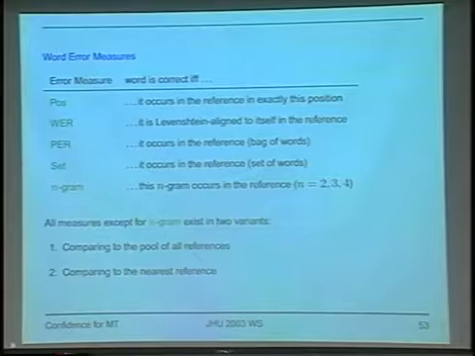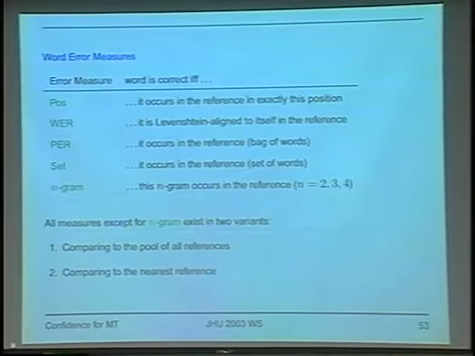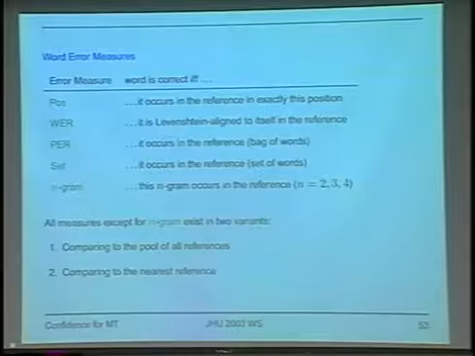Then the position independent word error rate checks whether a word occurs in the reference. And this is a bag of words approach. That is, we also take the number of times a word occurs in the references into account. And the next measure is less strict. This simply takes the set of words without regarding the number of times a word occurs.